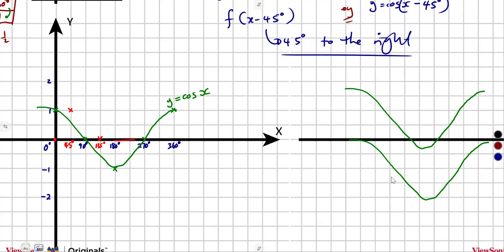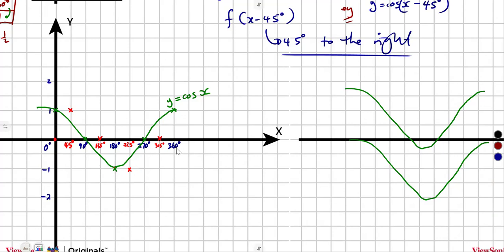180 has moved to the right. It was 180 versus minus 1. If we move it to the right, it's now at 225 degrees versus minus 1. What was happening at 270, 45 to the right, is 315. It was 270 versus 0. It's now 315 versus 0.